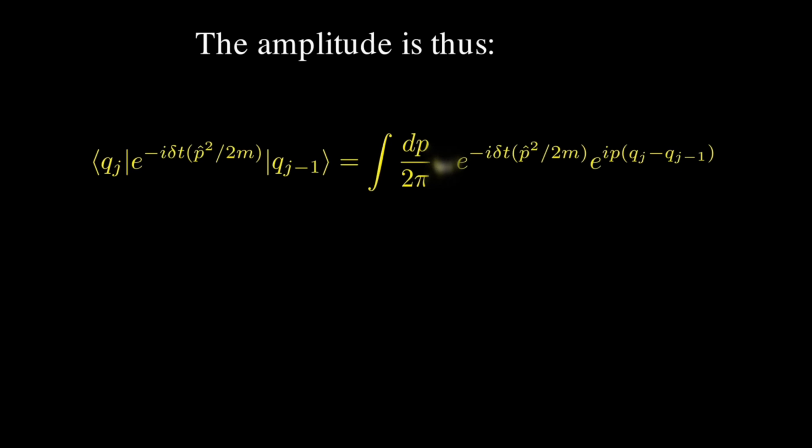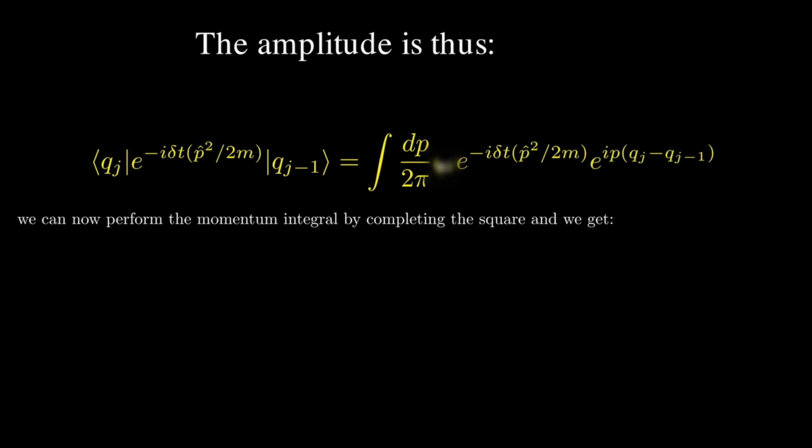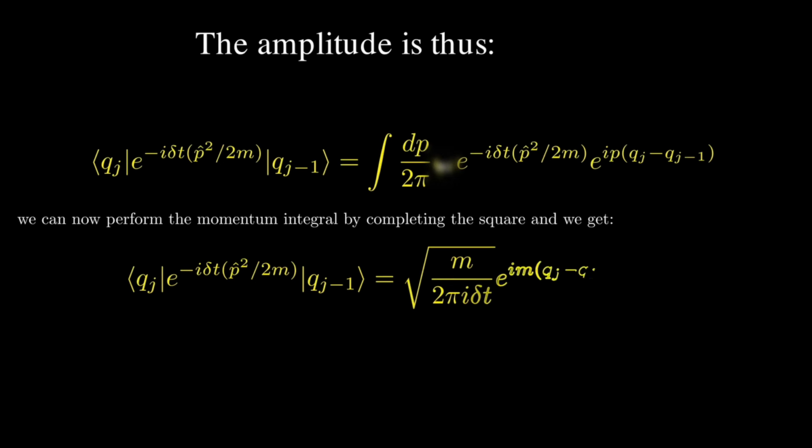It's basically will be some constant, and now if we perform the momentum integral after completing the square, we get the following nice expression. Because we have now integrated out momentum, we will get square root of m, where m is mass, over 2 pi i delta t times e to the i m qj minus qj minus 1 squared over 2 delta t. So this is basically it. This is the evaluation of the unit transition amplitude between the two adjacent position states qj and qj minus 1. It's just some exponential function that's dependent, of course, on the position.